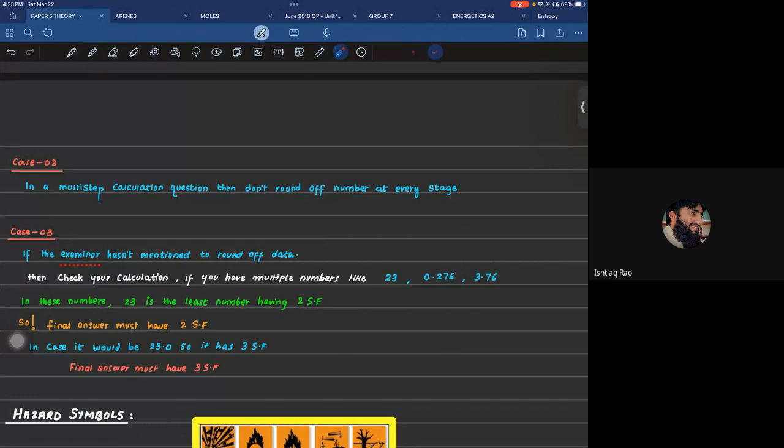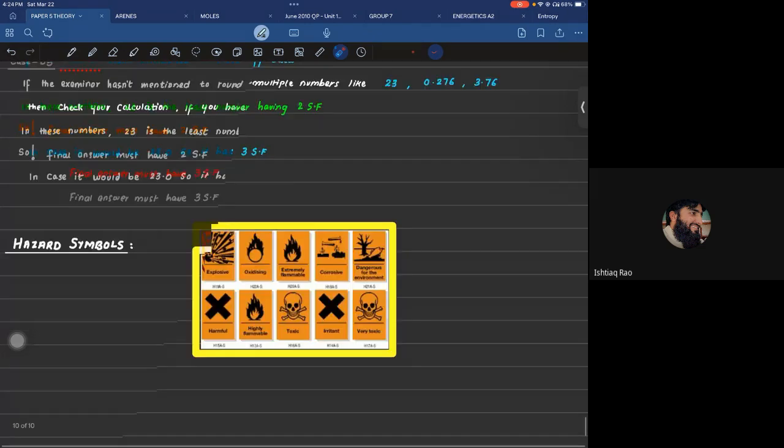You have to see which one is the smallest number, and in that number how many significant figures we have. Let's suppose in this data we have three numbers, in which this is the smaller number having two significant figures. This concept would apply on each and every question. In this way, we can round off the data after looking at the essence of a reaction.